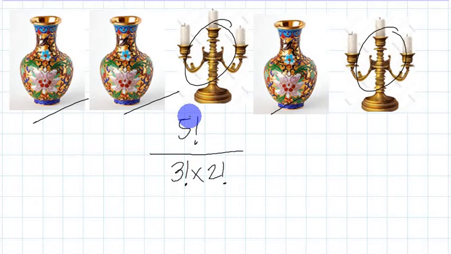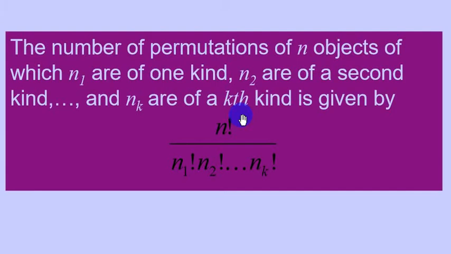And in doing so, we arrive at the expression 5 factorial over 3 factorial times 2 factorial. And this will lead us to the value of 10. So, if you do not need to rearrange anymore the identicals, there will be 10 possible ways to distinctly rearrange the 5 objects. This is what we call the permutation of repeating objects.